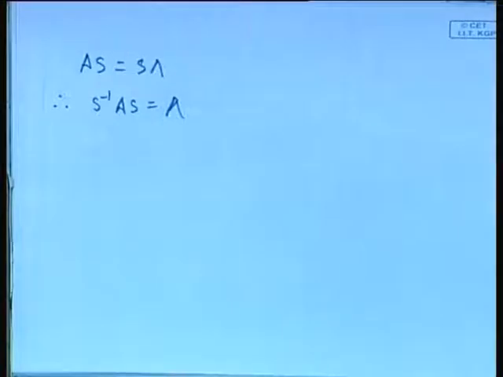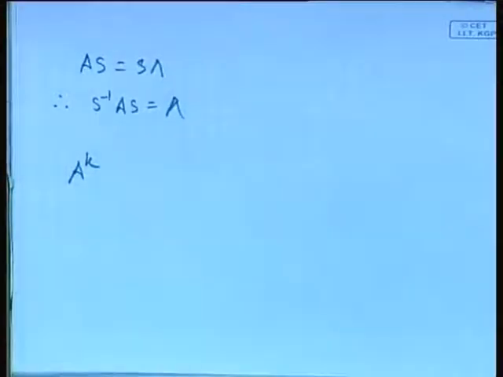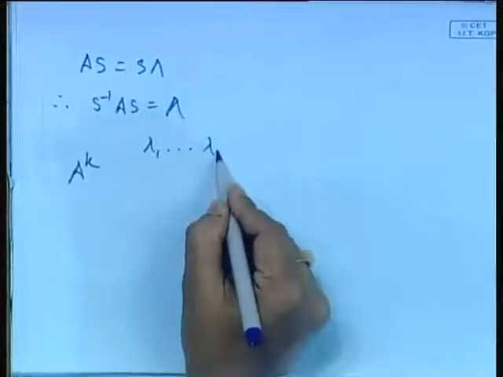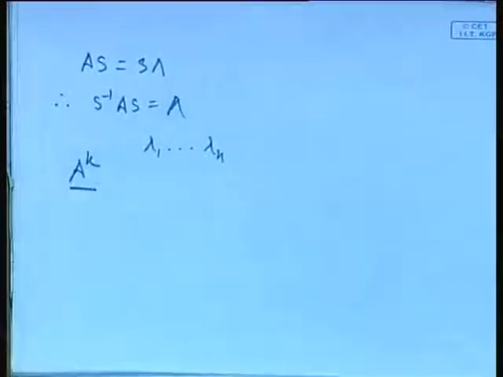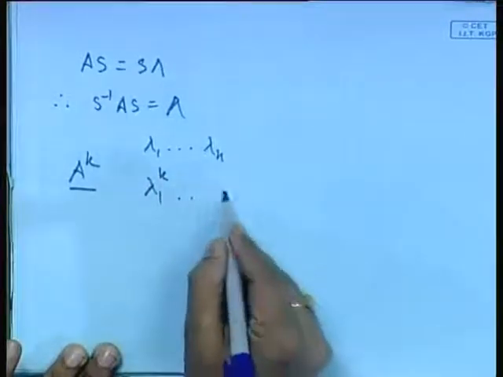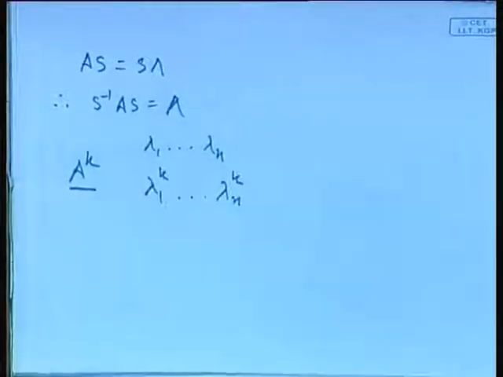Why is this very important? Because you can use this to find out the eigenvalues of A squared, or the eigenvalues of this matrix A power k. Tell me. Suppose the eigenvalues of A are lambda 1, lambda 2, up to lambda n. Then what are the eigenvalues of A power k? Can everyone see that these eigenvalues will be lambda 1 power k, lambda 2 power k, up to lambda n power k?